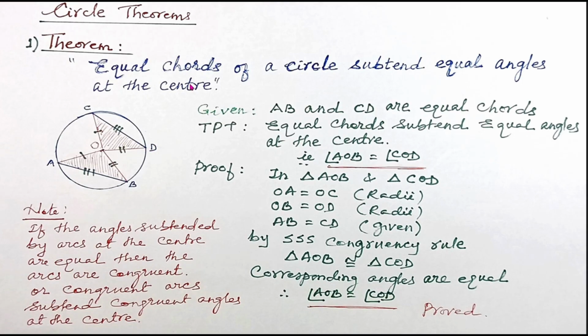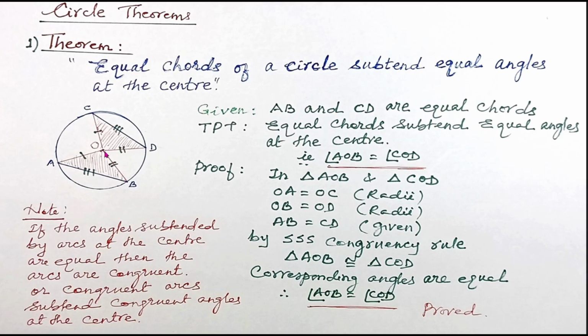So let us understand how to prove it. We are given AB and CD are equal chords, and we have to prove that these two equal chords subtend equal angles at the center. That means we have to prove that angle AOB is equal to angle COD. Now let us consider these two triangles here, triangle AOB and triangle COD.